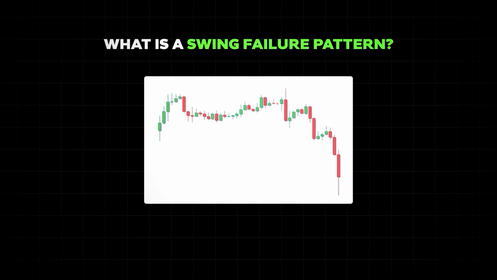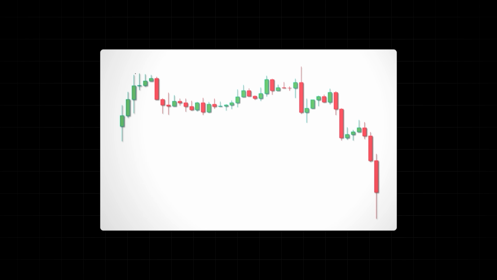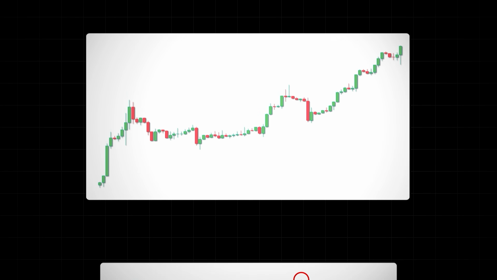them. So, what is a swing failure pattern? If you've been trading for some time, you may have encountered them, whether you know it or not. These are very common events. If you know where to look on any chart, you'll be able to find swing points, also known as points of structure. These swing highs and swing lows play crucial roles in determining market direction.